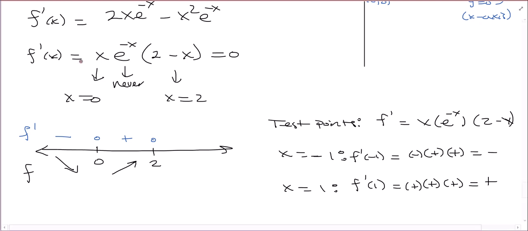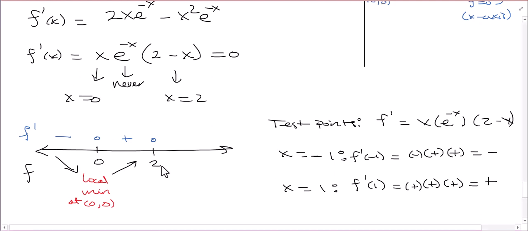So what do we have at x equals 0? We have a local min. 0, 0. And I know the y value there because we found it as the x and y intercept. If I didn't know it, like for 2, we're going to have to find the y value there.